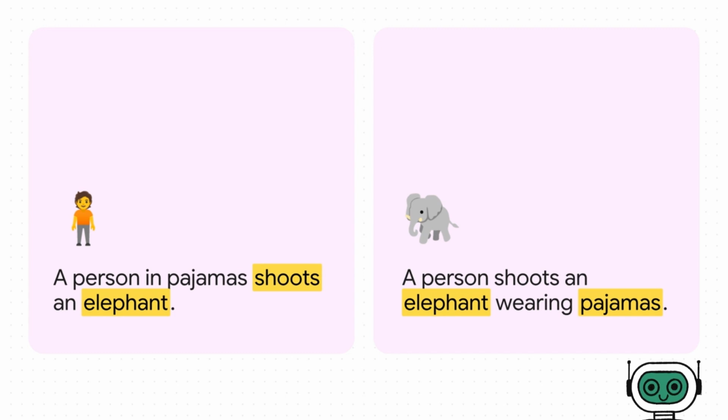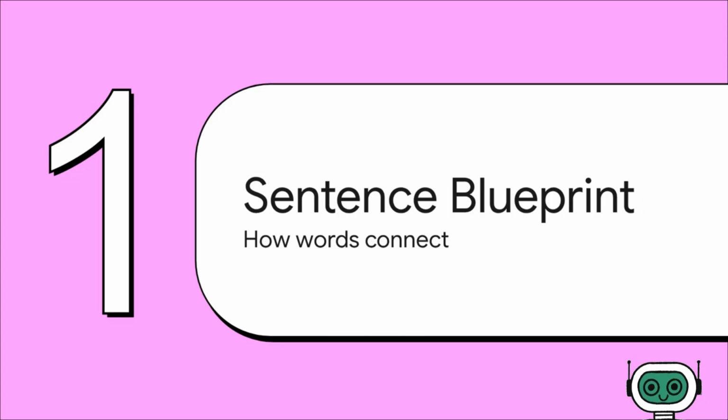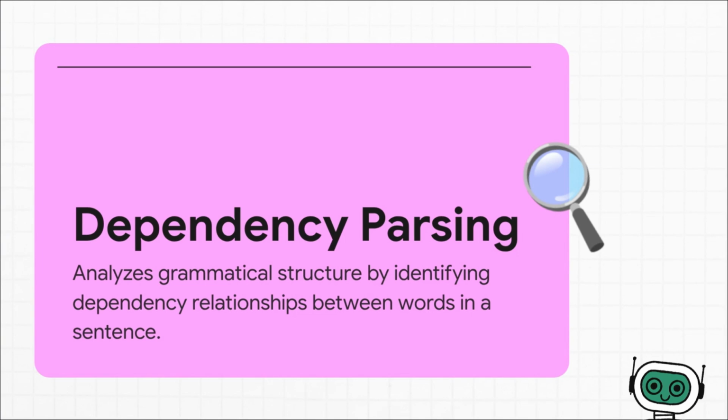By the end of this short explainer, you'll understand exactly how machines create a grammatical blueprint to figure this kind of thing out. Okay, so let's talk about that blueprint. What is it, really? Think of it like a map for the sentence. It's not about the order of the words on the page, but about how each word is grammatically tied to another. And that process has a name: dependency parsing. It's all about finding these dependency relationships.